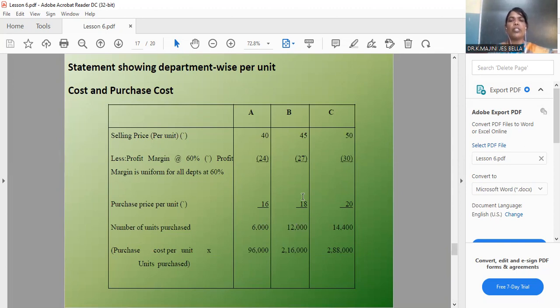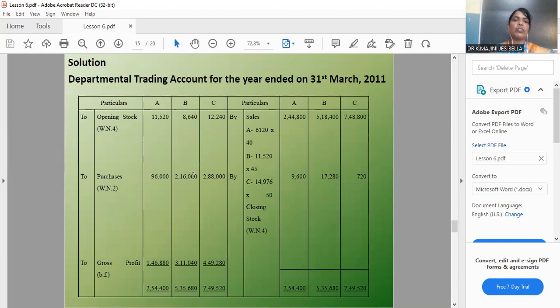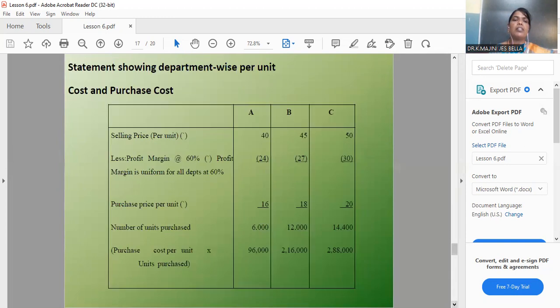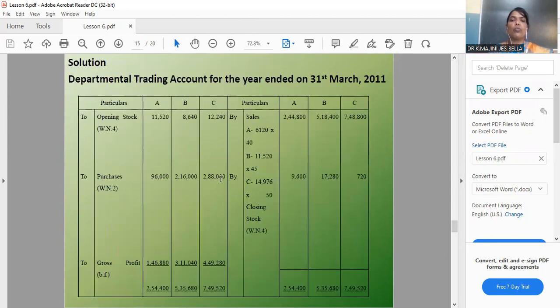So next, department B, 12,000 into 18. You multiply 12,000 into 18, you will get 2,16,000. So we can write here 2,16,000 for department B. Then you will come for the department C. Department C, 14,400 units are there. Unit price 20. Just you multiply it, 2,88,000. You should write here 2,88,000. Okay.